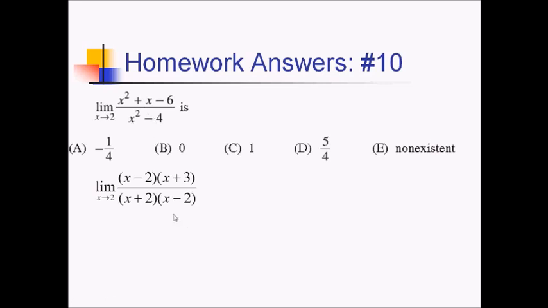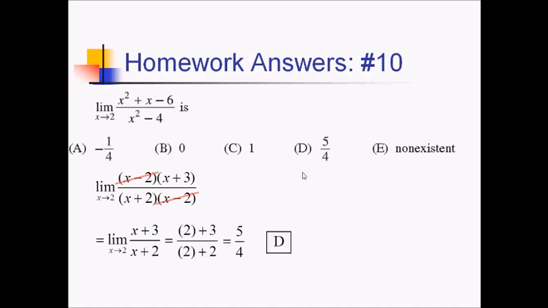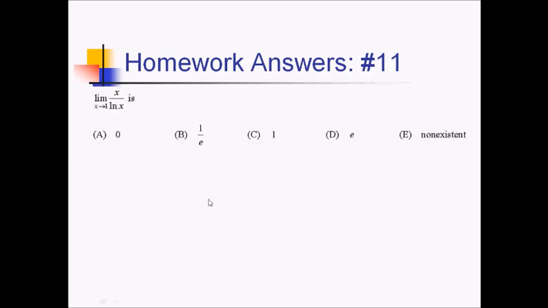So I see right away that if I had plugged 2 in the beginning, I would have gotten 0 over 0 because of these x minus 2's in the numerator and denominator. But now I'm just going to go ahead and cancel those out. I would have had to have done this anyway. So now I've got x plus 3 over x plus 2. Since I've canceled out the problem part here, I'm just going to plug 2 in for real now. This will be 2 plus 3 over 2 plus 2, which is 5 over 4. Answer choice D.